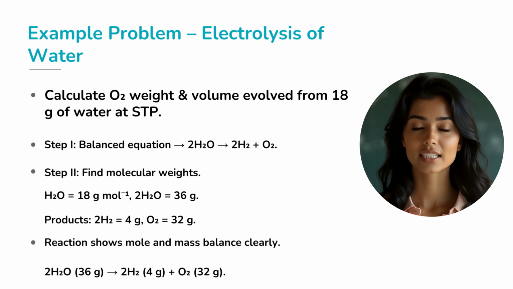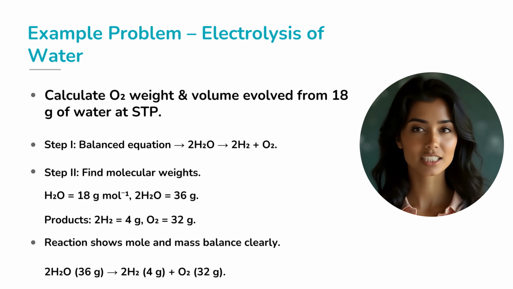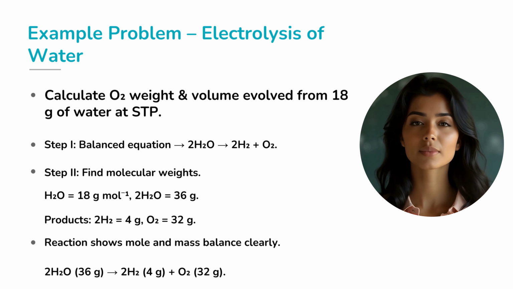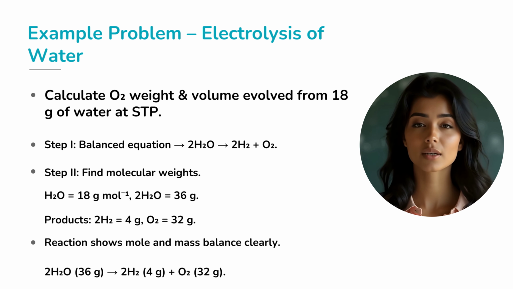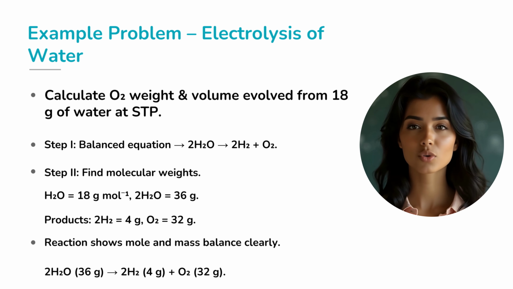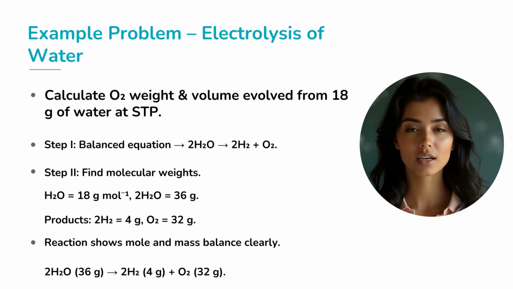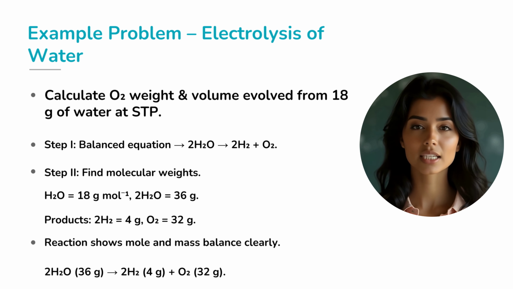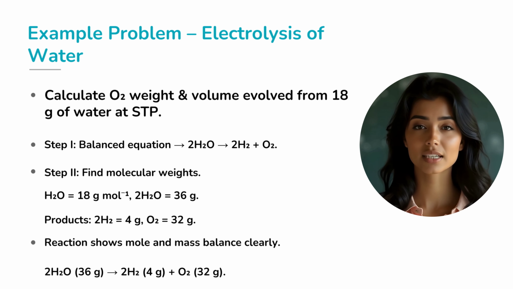How much oxygen gas is evolved at STP by electrolyzing 18 grams of water? Step 1, balanced equation: 2H2O gives 2H2 + O2. Step 2, calculate molecular weights. For 2 molecules of water, 2 times 18 equals 36 grams. On the product side, 2 molecules of hydrogen have a mass of 4 grams and 1 molecule of oxygen weighs 32 grams. So right under the formula, we can write the weights. 2H2O, 36 grams, gives 2H2, 4 grams, plus O2, 32 grams, a perfectly balanced account.